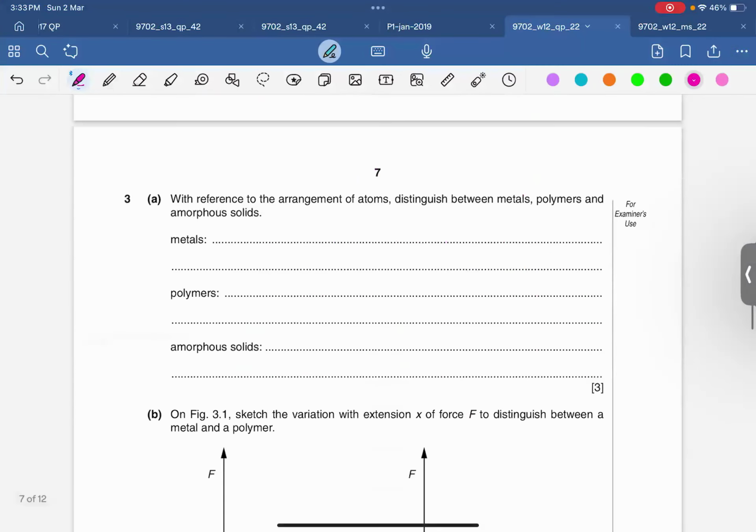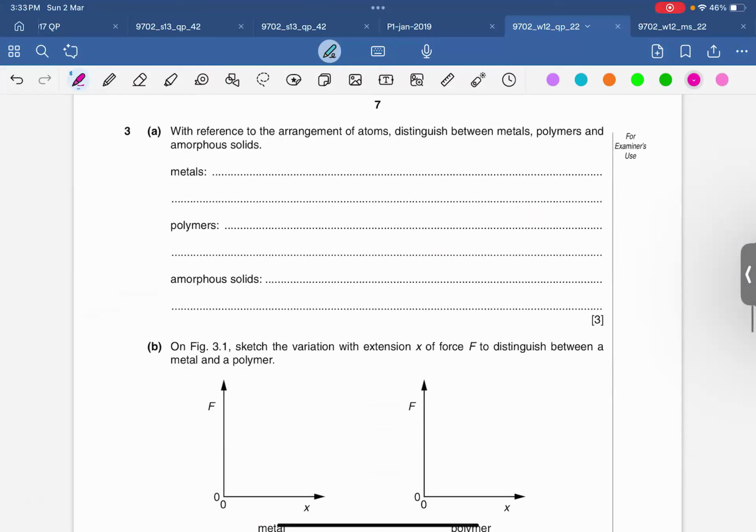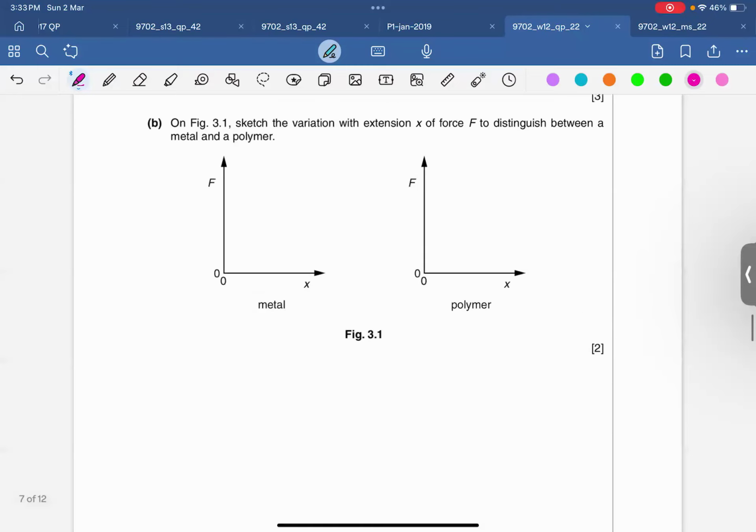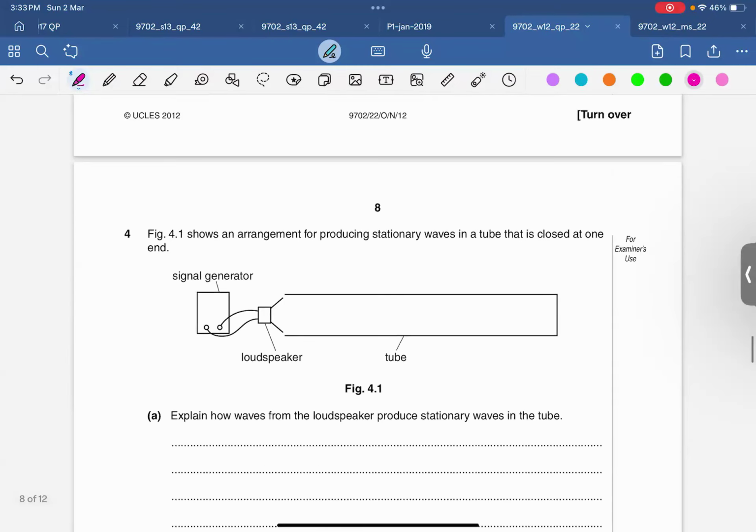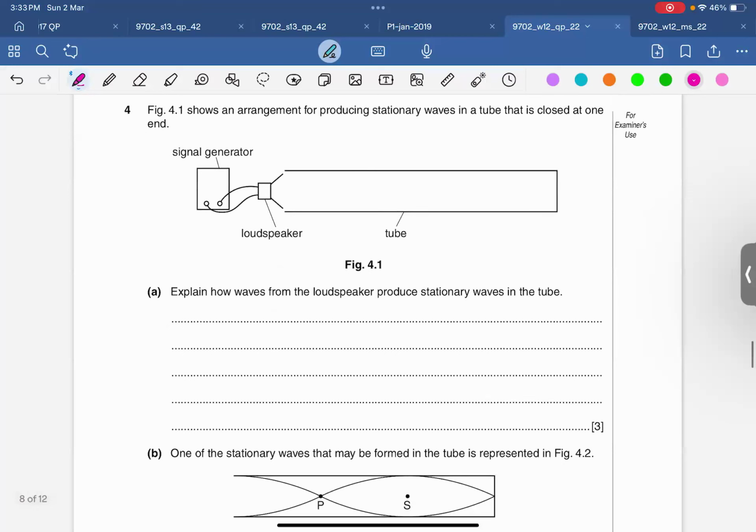By the way, the arrangement of the material is not required in our syllabus anymore, so you can leave this part. Now please read the question here. Figure 4.1 shows an arrangement for producing stationary waves in a tube that is closed at one end. Explain how waves from the loudspeaker produce stationary waves in the tube.